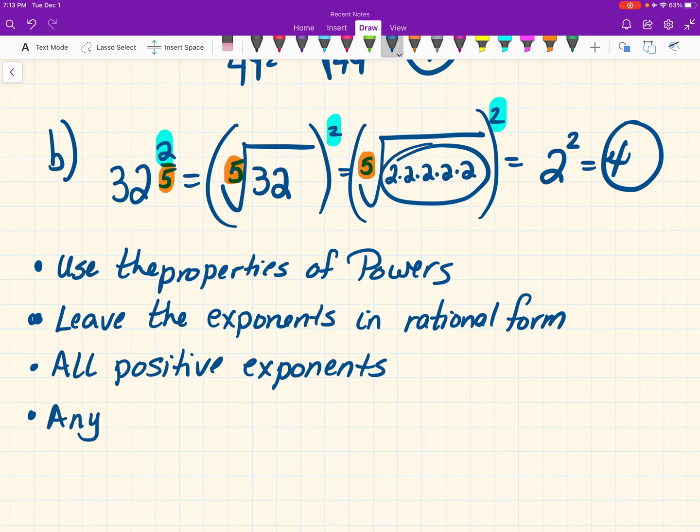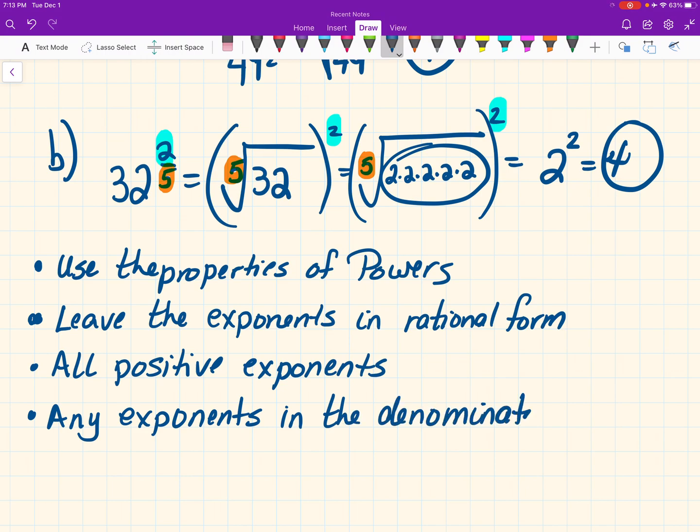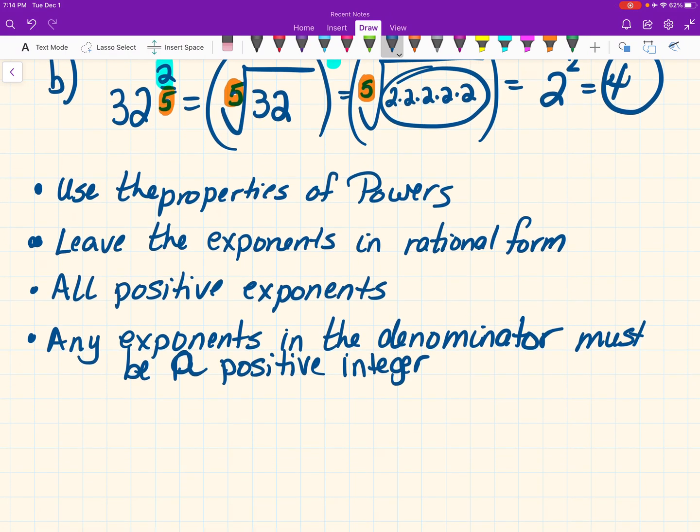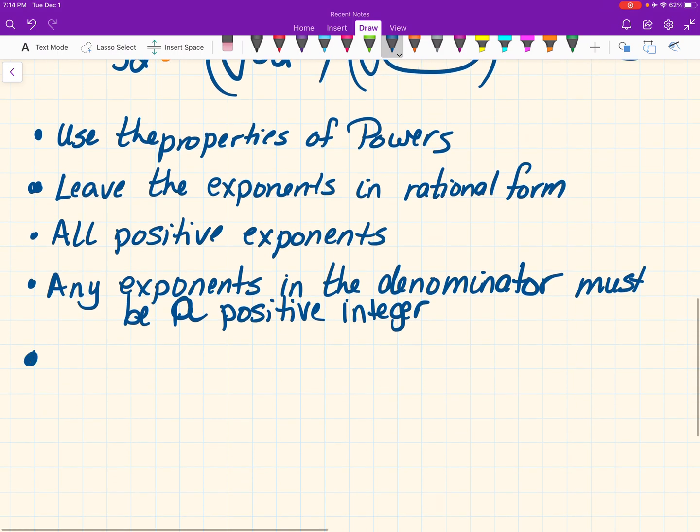Any exponents in the denominator must be a positive integer. Which means we cannot have fractional exponents in the denominator. That's the same as having a root in the denominator.